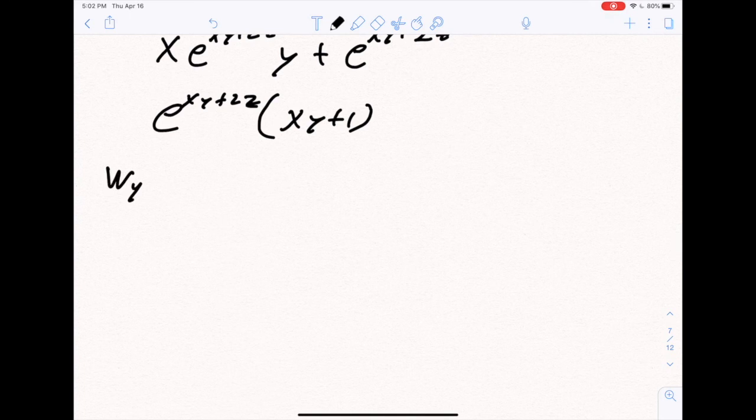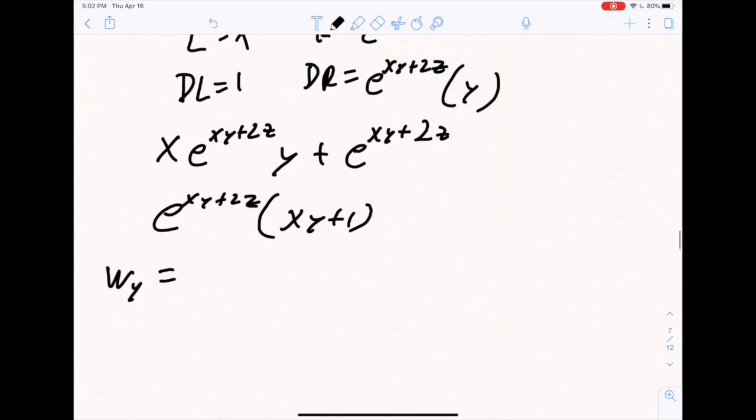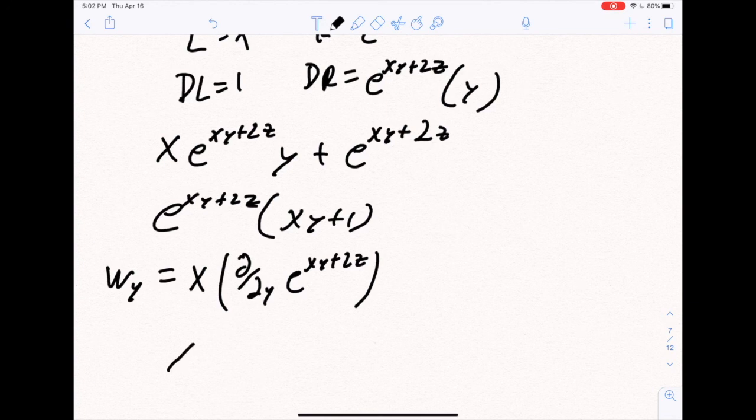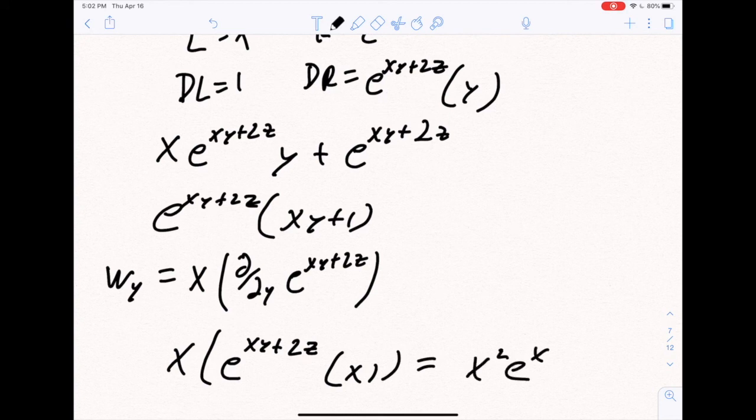So wy. Remember, the original function is x times e to the xy plus 2z, and we're treating x like a constant here, so the derivative with respect to y is just x times the derivative with respect to y of e to the xy plus 2z. Here we have to use chain rule, but we end up with x times the derivative of the outside, which is e to the xy plus 2z, and the derivative of the inside, the derivative of x times y plus 2z, is just x. So our final answer will be x squared e to the xy plus 2z.